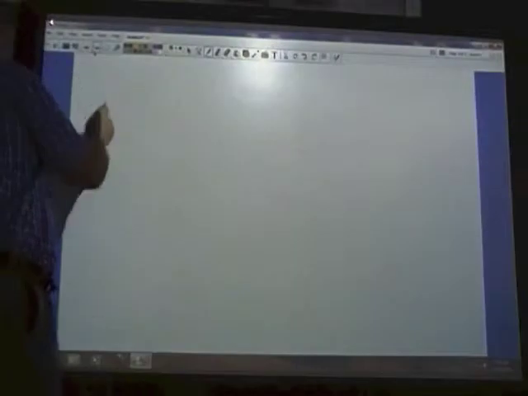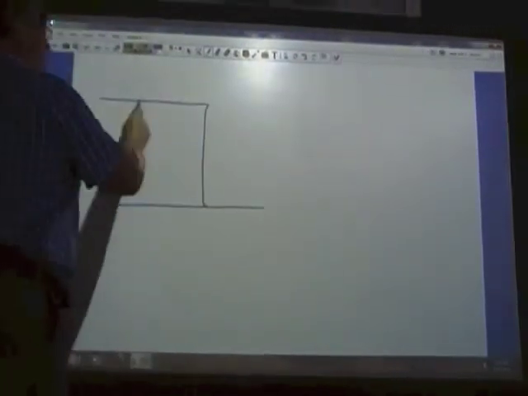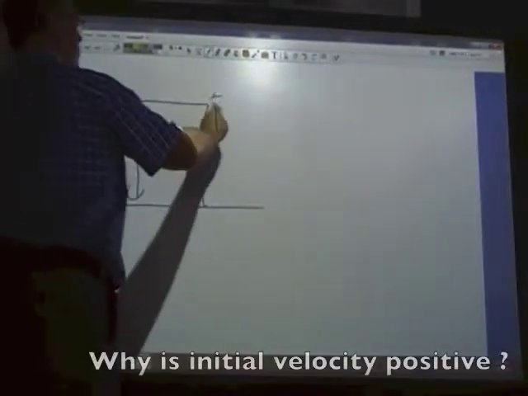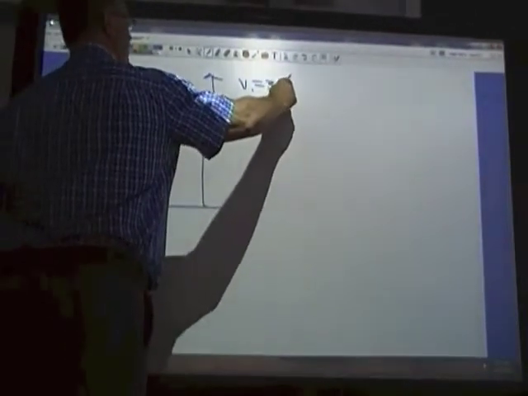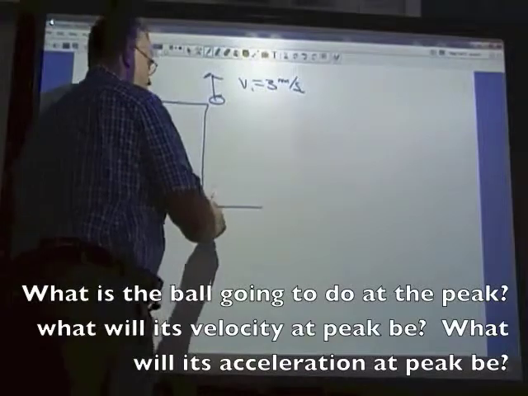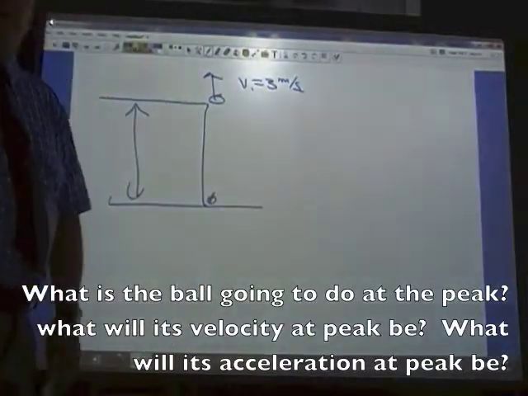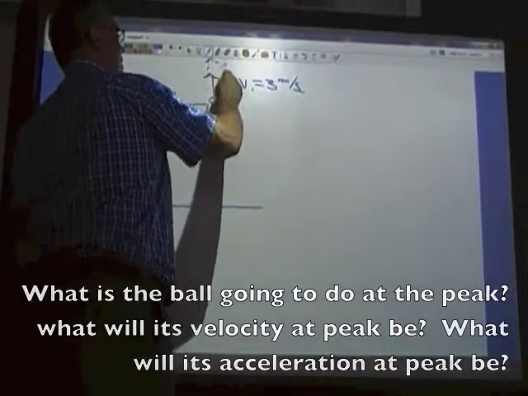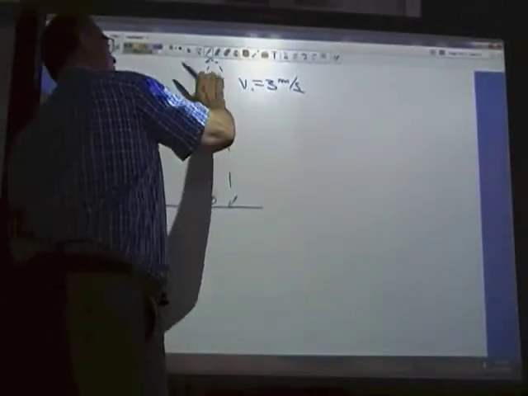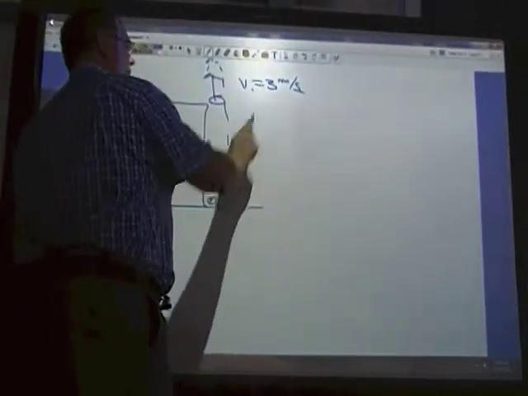What's left? We're throwing it straight up. Same building, same ball, throw it straight up. VI equals 3 meters per second. I want to know the final velocity right before it hits the deck. So VI is 3, it's obviously going to go up and then come down.